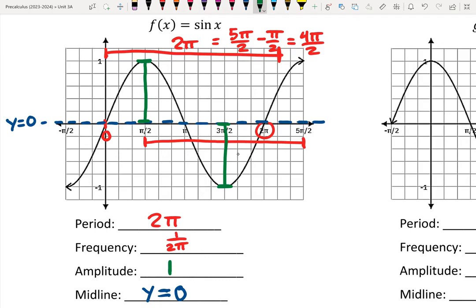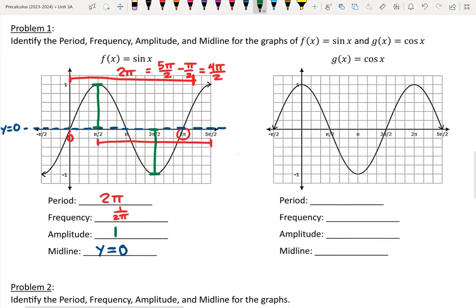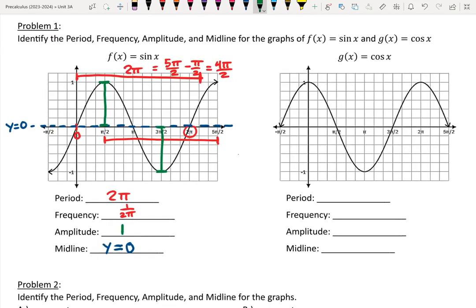And there we have those different characteristics of the sine graph. All right, go ahead and do that for cosine, please. Identify your period, frequency, amplitude, and midline for cosine. All right, Nathan, what did you get for the period of cosine?